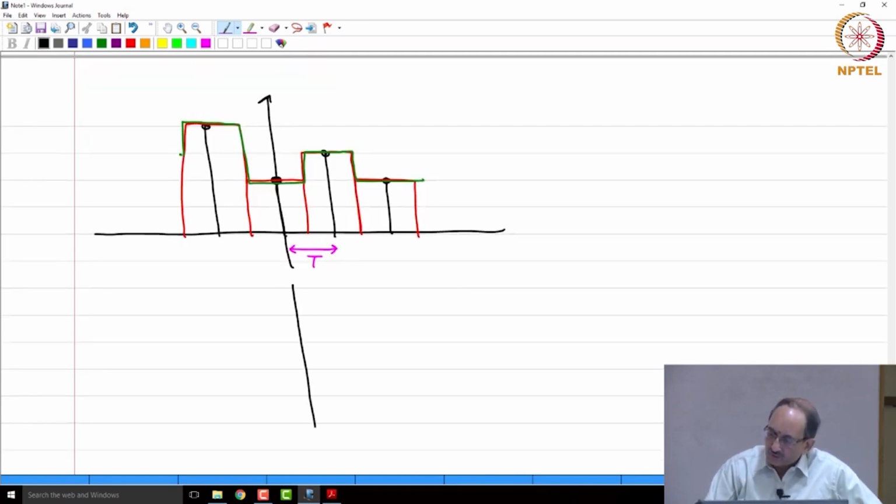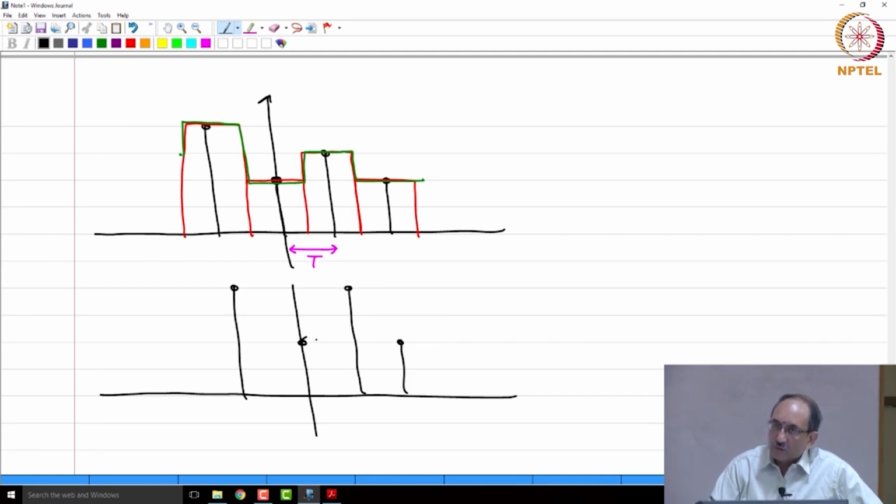The other type of reconstruction is, if you had something like this, it is natural to first join these samples by straight lines and then do low pass filtering. This is better because it has only corners but not discontinuities. And now if you pass it through a low pass filter, again you will get a smoothed out version.